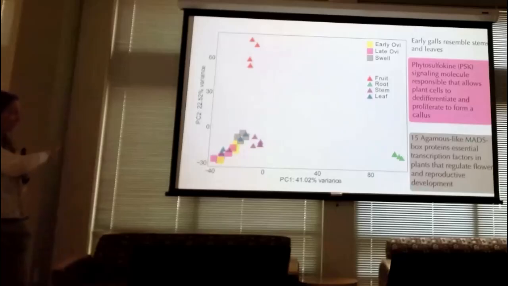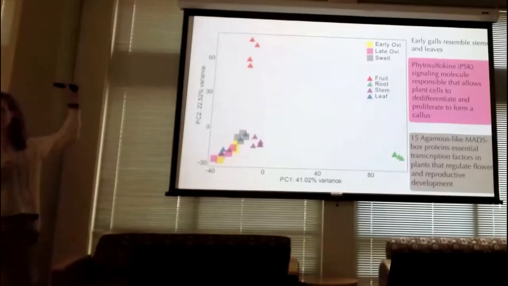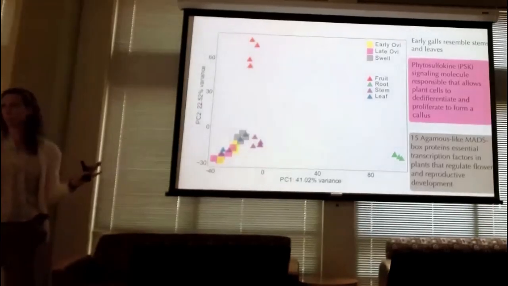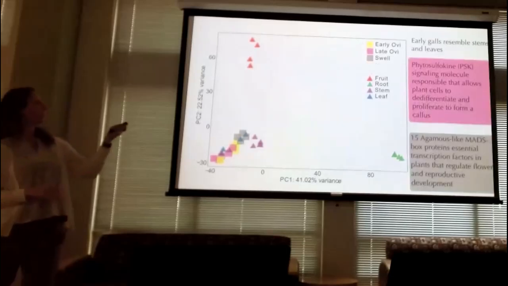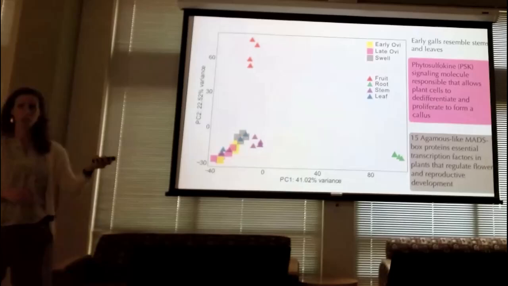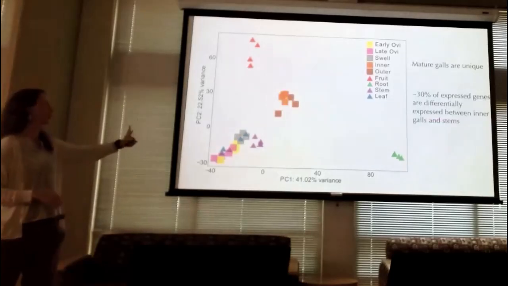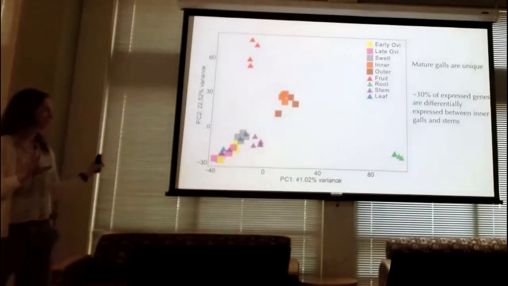And so in galls, they have a weird combination of expressing both stem MADS-box as well as fruit MADS-box at the same time, which does not happen anywhere else in normal development. And as far as we can tell, it hasn't been seen in the plant before. So if we then look at this mature gall, we can see that they're in no man's land. So the mature gall looks nothing like any of the other tissues on the plant.